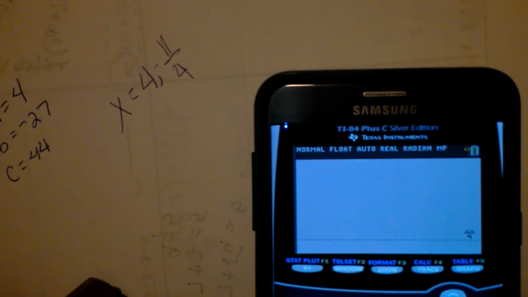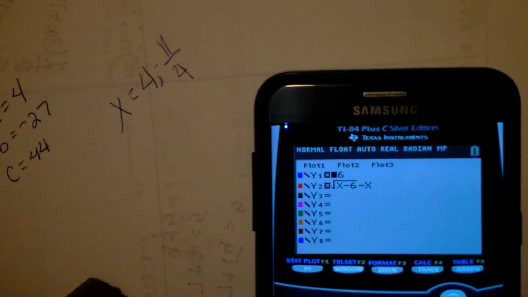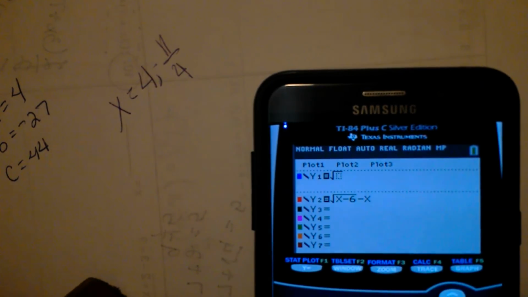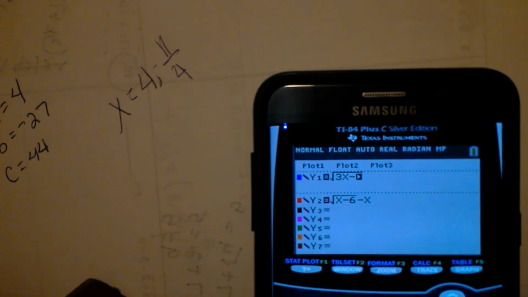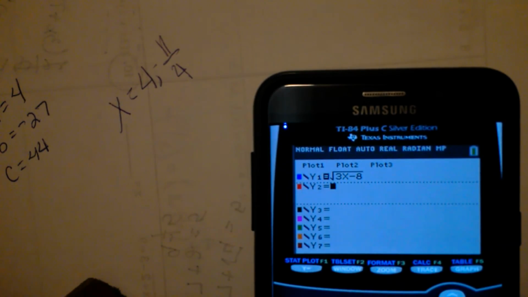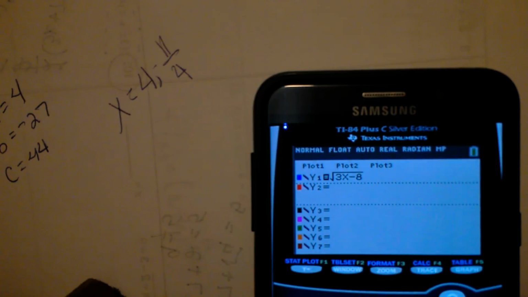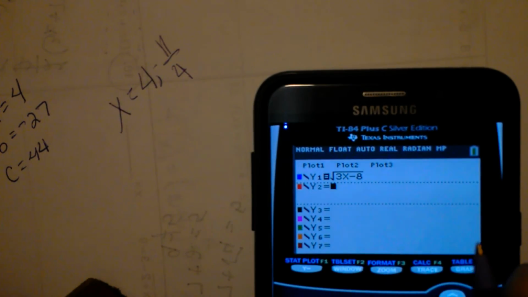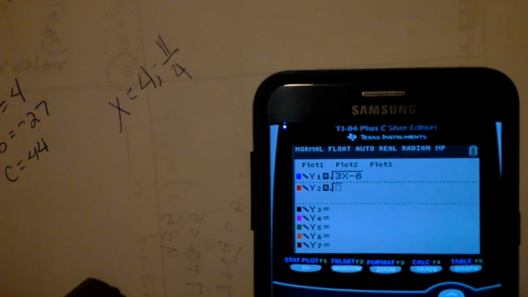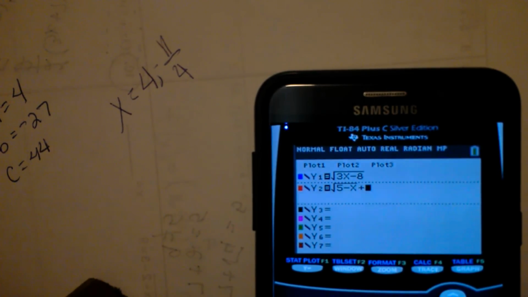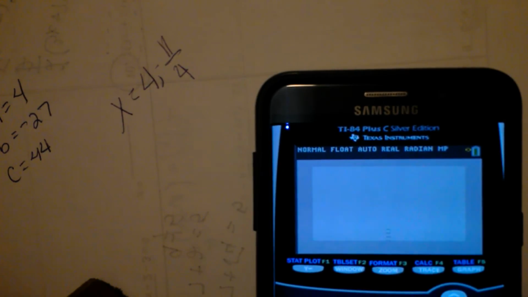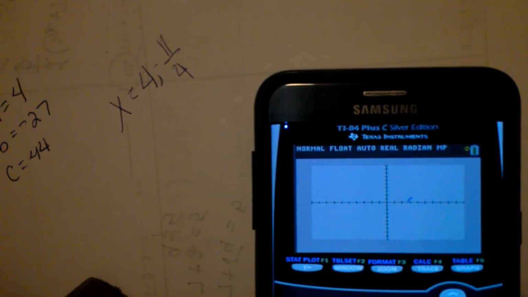So I'm going to go to the table. I'm going to put this in, the left side in y1, 3x minus 8. The right side in y2, square root of 5 minus x plus 1. Graph it and see if there are 2 intersections.